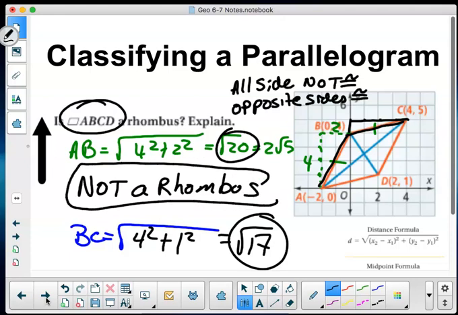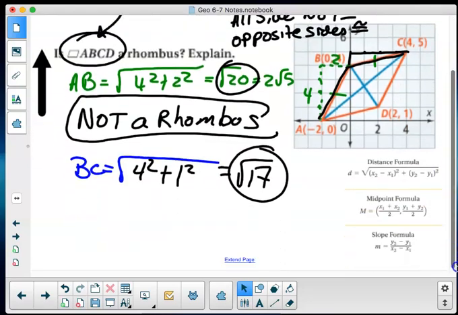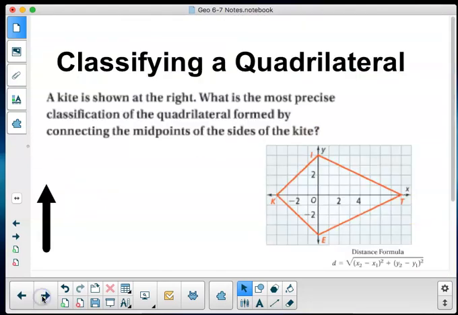Okay, it's a parallelogram. So keep that in mind when we're going through and recognizing what we're doing. I think we're done with this problem and we're going to move on to our next.